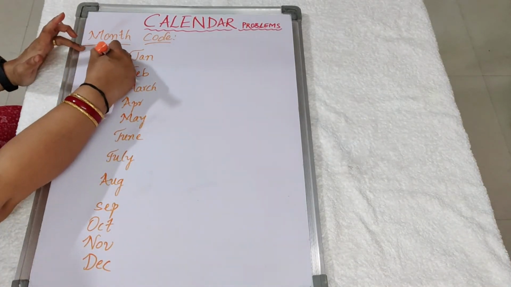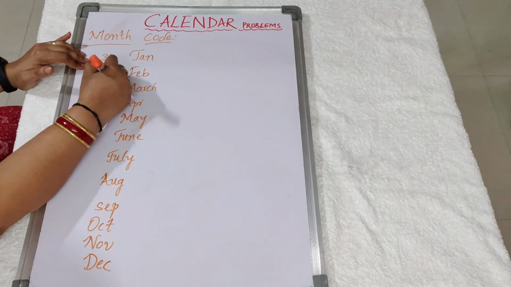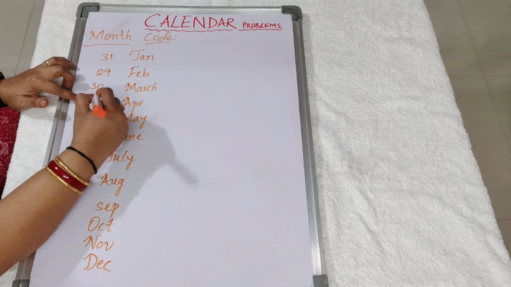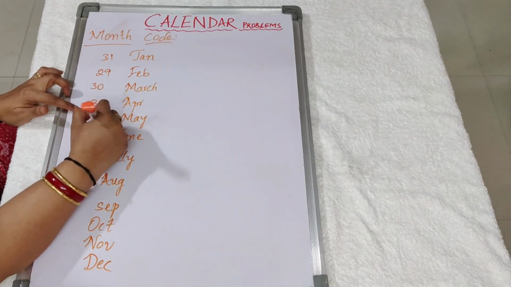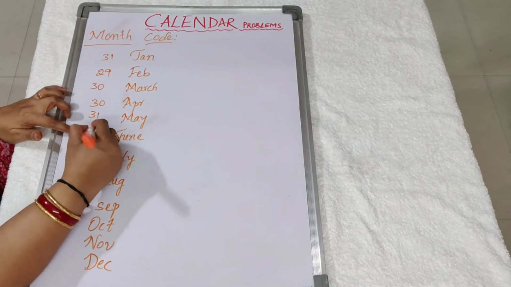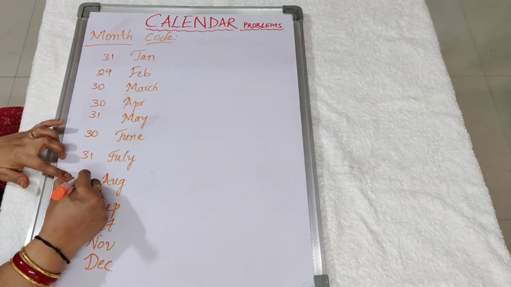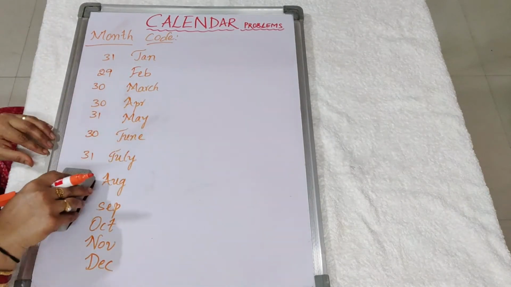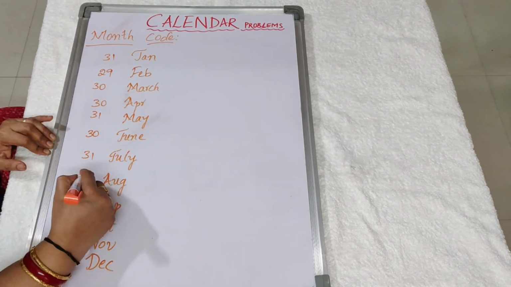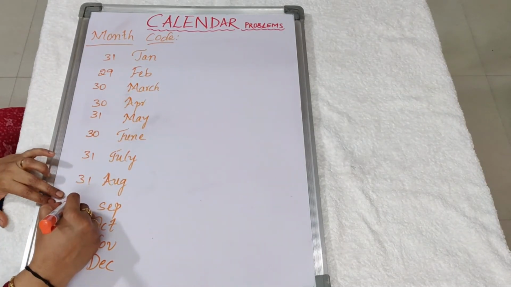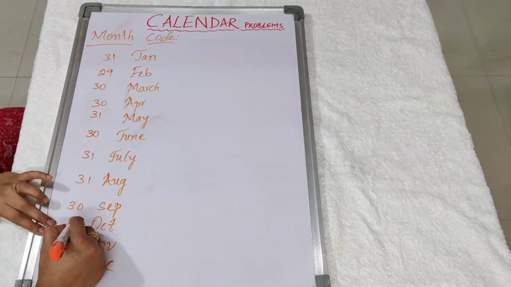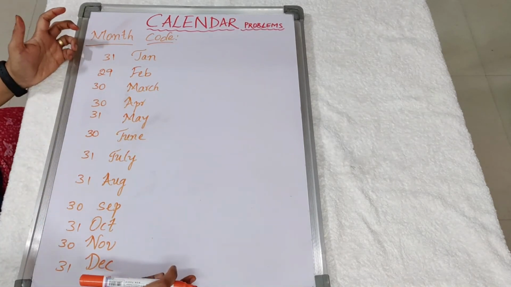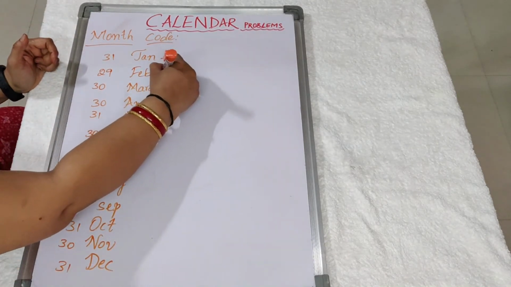So now Jan has 31 days. Feb has 29 days. March has 31 days. April 30. And what about May? We have 31. And June we have 30. July 31. August is 31 again, sorry for that. And September is 30, October 31, November 30, and December 31 days. So now we are writing the code.